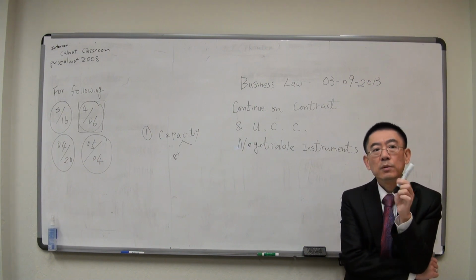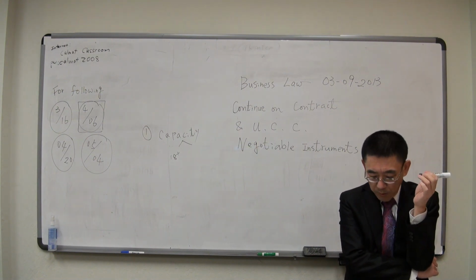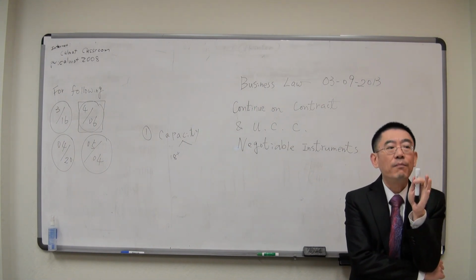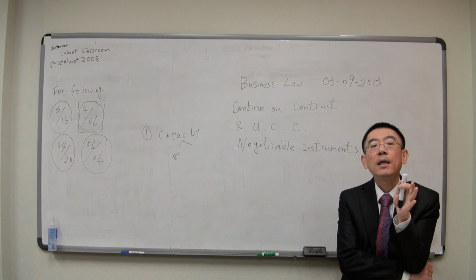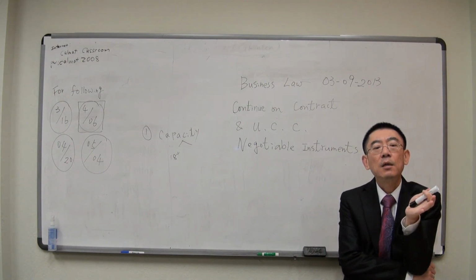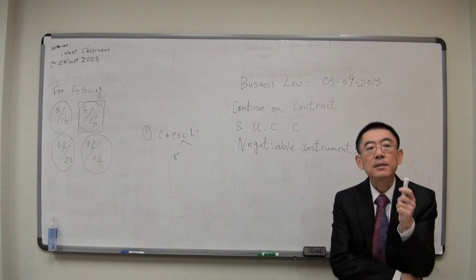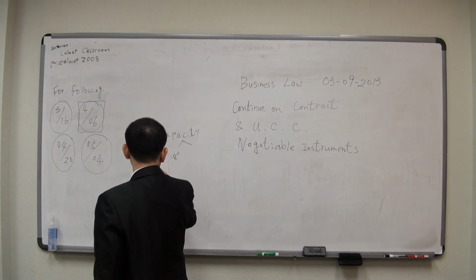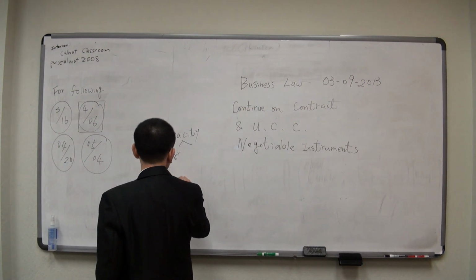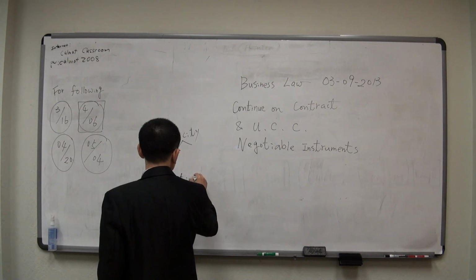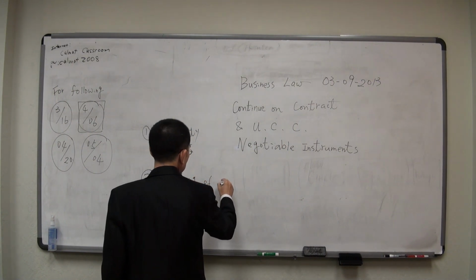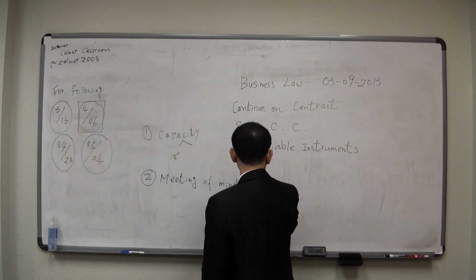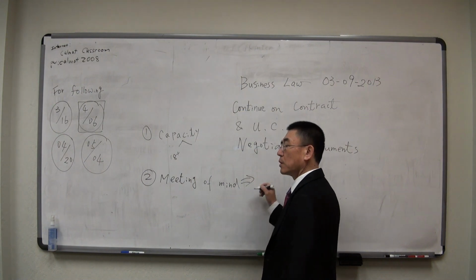The second issue, some people mentioned already, right? What is it? Acceptance. That is called meeting of minds. So we are talking about acceptance, right? Offer and acceptance. So the second one is meeting of minds. This is a big issue you mentioned. Okay, this is a big issue.